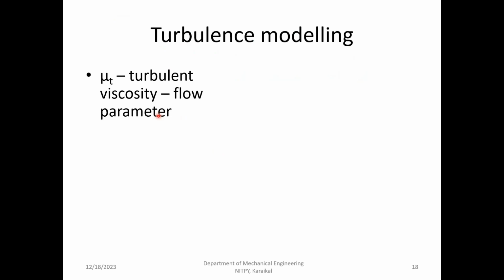The turbulent viscosity mu T is going to be a flow parameter. It is not a property of the fluid which you can measure experimentally and get the value, but a flow property. So we have to model it. We are going to make some assumptions, solve for it, and get the value for mu T. If it does not match the experimental results, our answers are going to be wrong. So we have to be careful when choosing which model to use for mu T.